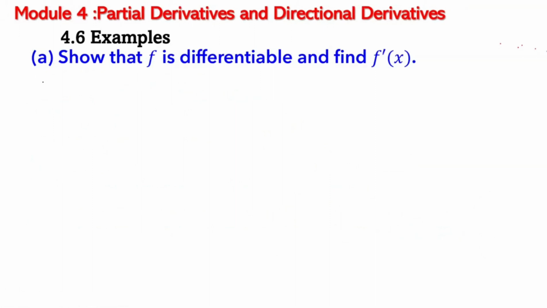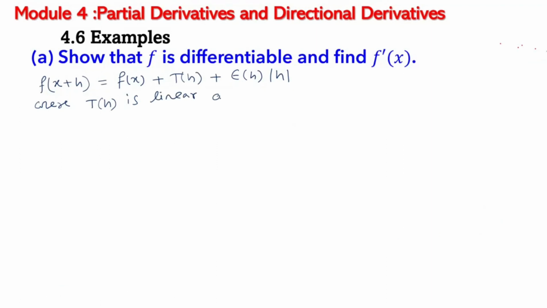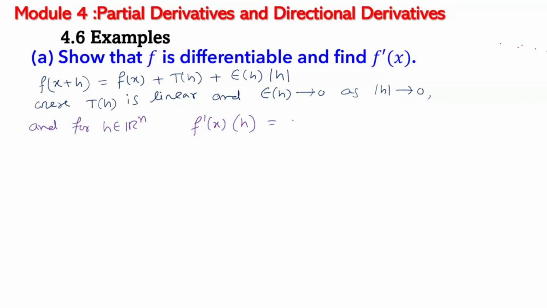So we recall the definition of differentiability. For that we will write f of x plus h is equal to f of x plus th plus epsilon h times absolute value of h, where t is linear and epsilon h tends to 0 as absolute value of h tends to 0, and for h belonging to Rn, f dash x h is equal to th.